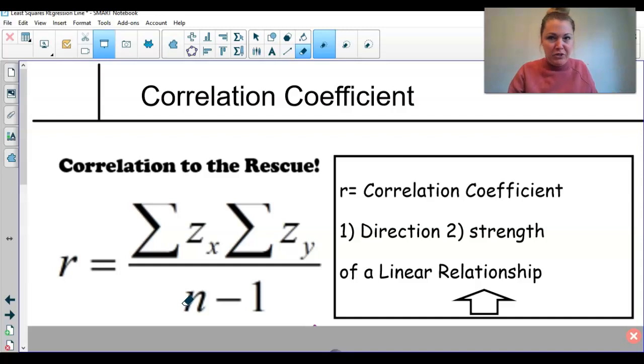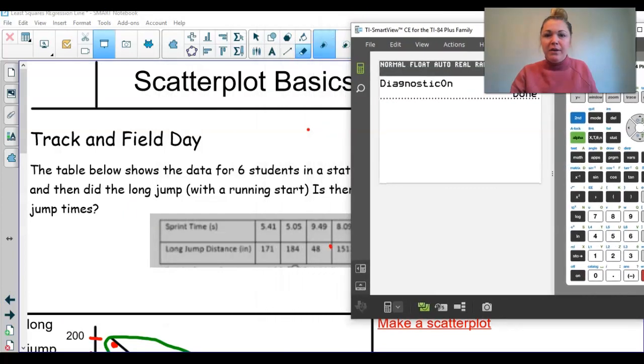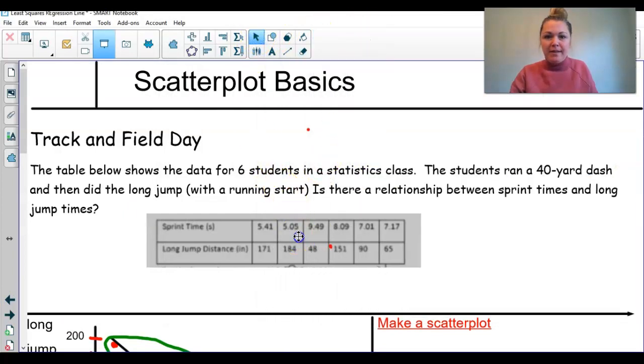Well, that's a lot to do. So we're not going to do that, but I do want you to know how it's calculated in the calculator. So we're going to go to our calculator right now, and we're going to do that together. Okay, we're going to figure out how to calculate it. So let me move this around a little bit so we can see it a little bit better.